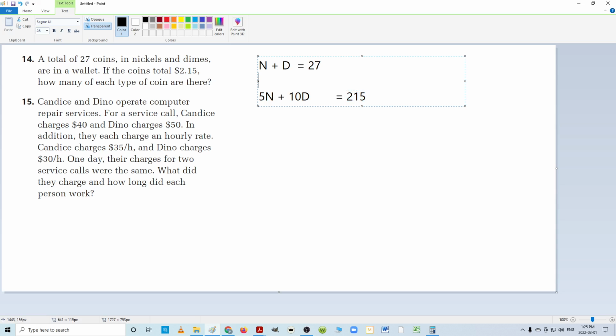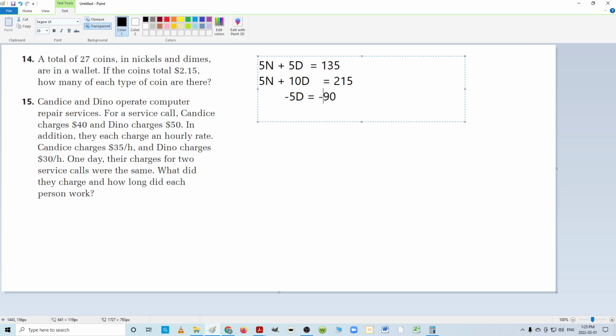So now I have 2 formulas. I'm a bit stupid there. And you use the same method. We're going to multiply the top by 5. I get 5n, 5d, and this is 5 times 135. And we're just going to subtract top and bottom. 5d minus 10d is minus 5d, and 135 minus 215 is 75, 80, 90. And so, minus 90 rather.